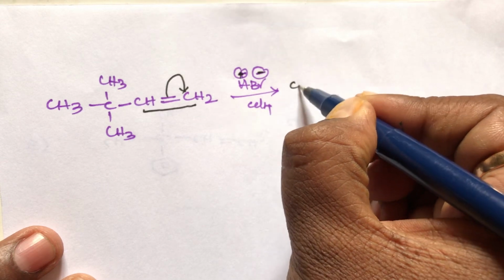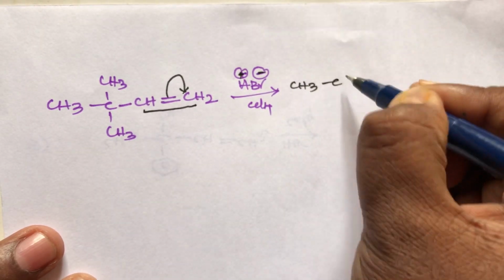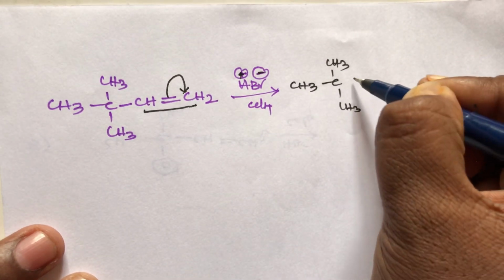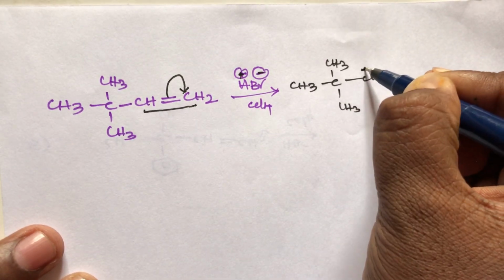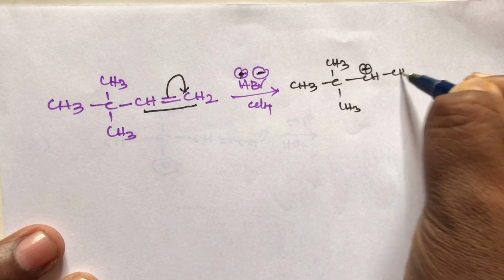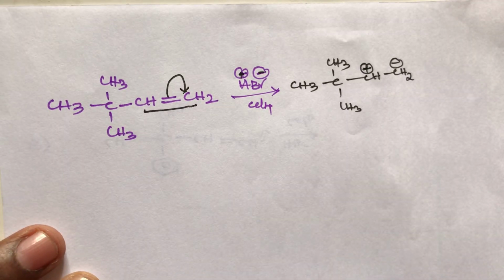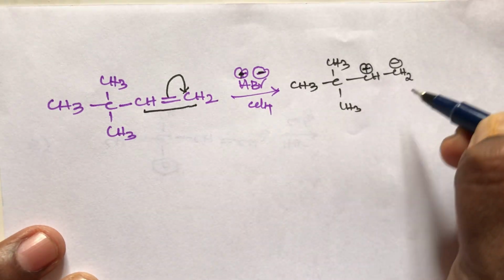So what happened: CH3, CH3, CH3, this CH plus. This carbon gets a positive charge and this carbon gets a negative charge. The first step is bond breaking.